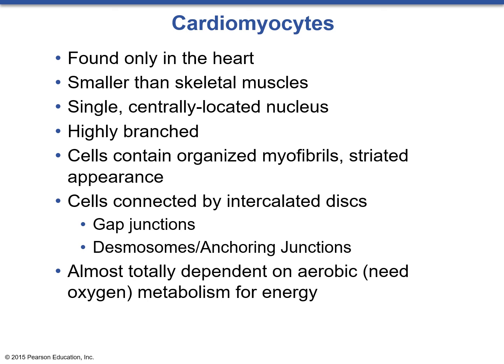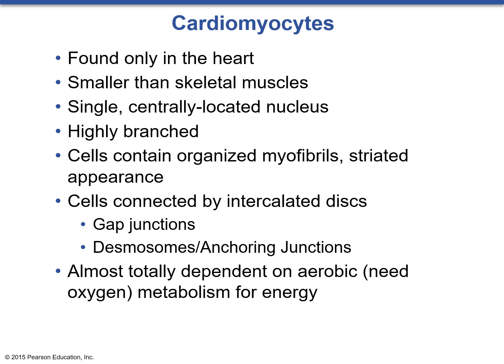They are smaller than skeletal muscles, and they have a single centrally located nucleus, whereas skeletal muscles are multinucleated. Cardiomyocytes are highly branched, and their cells contain organized myofibrils in a striated appearance. So the organized myofibrils actually make them similar to skeletal muscle. The branching is a unique thing that we'll talk about in just a bit.